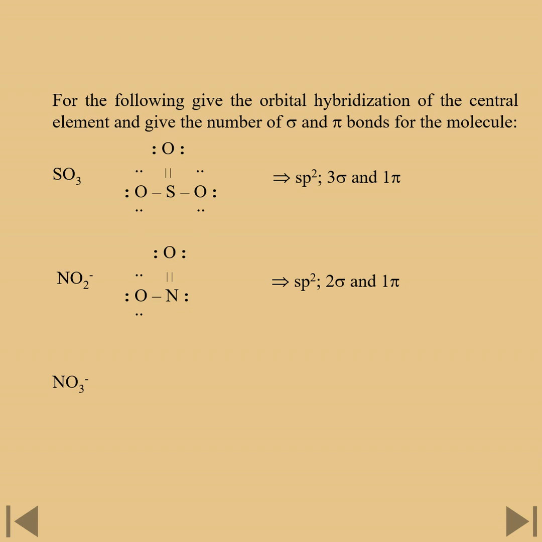Let me draw one of these. 1, 2, 3 regions around the nitrogen. So once again, sp2, 1, 2, 3 sigmas, 1 pi.